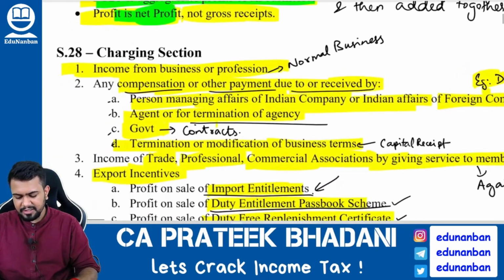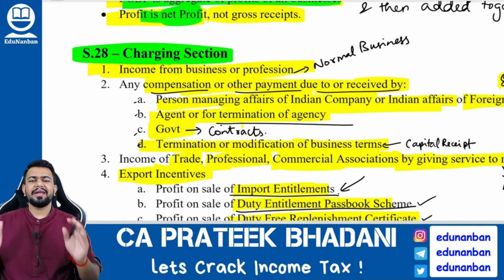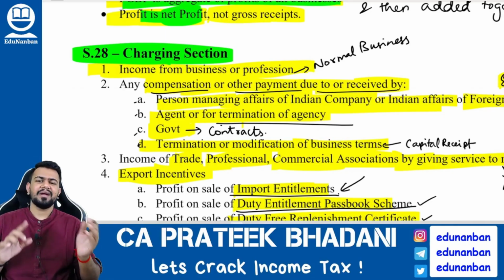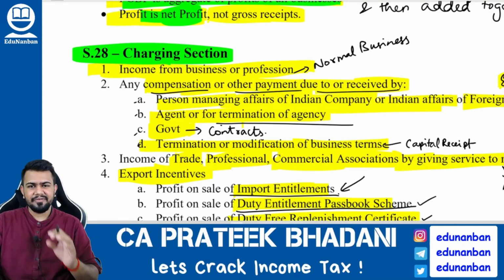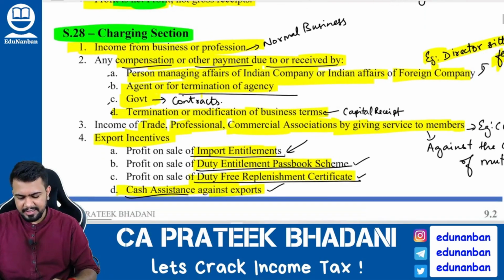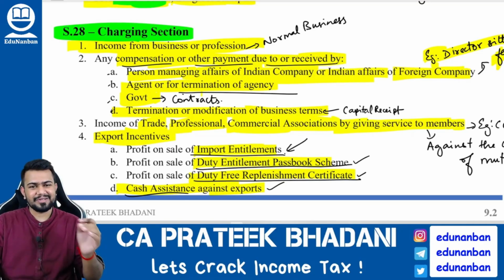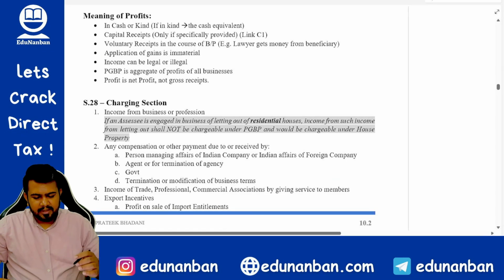So firstly, let us talk about the charging section, section number 28. As usual, every head of income has a charging section and a computation section. The charging section is given under section 28. And what are the points in the charging section? Let us see. Number 1, income from business or profession. So the first point itself is what? Income from business or profession is called PGBP.